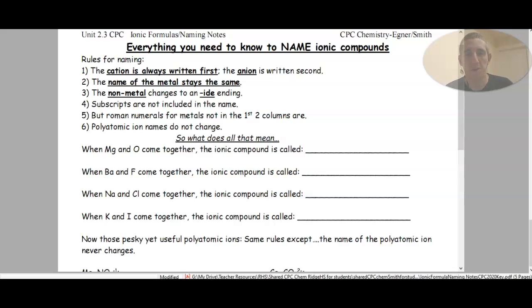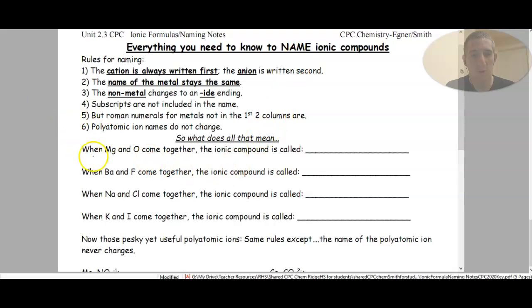Hello everyone, this is Mr. Smith. I'm back to finish off our talk about ionic compounds. In terms of the formula writing, that is done, and now we're on to naming these compounds. There are kind of 6 rules to it. They're more about steps, and we'll talk through those together.